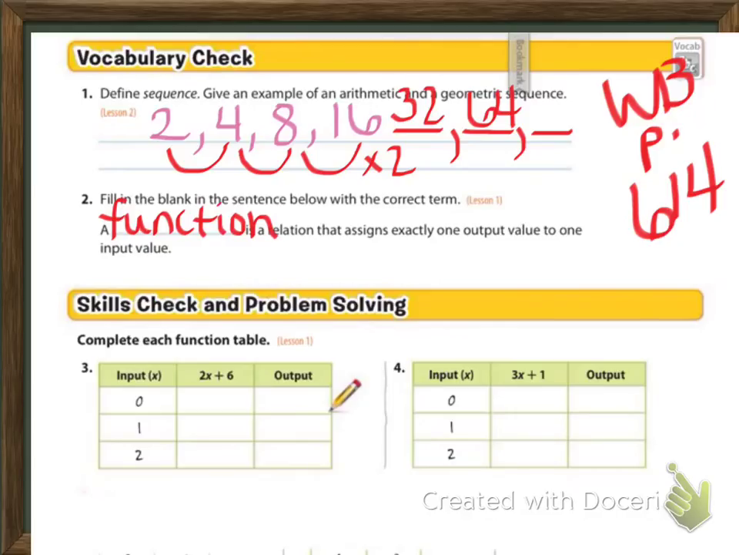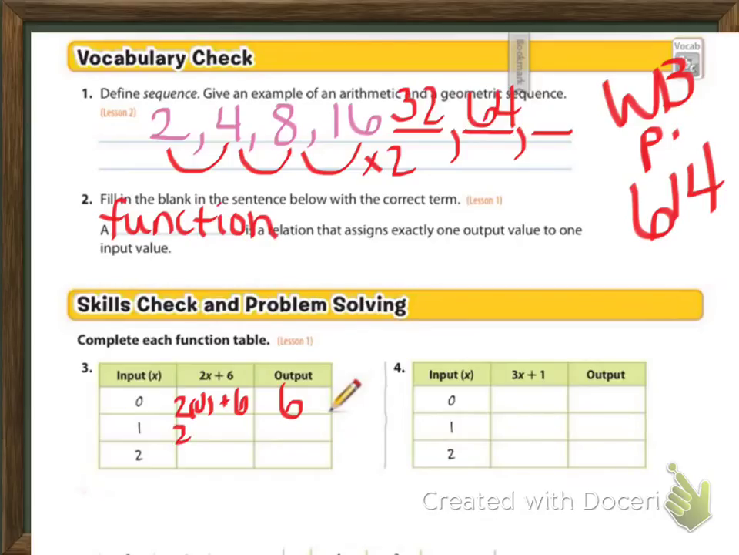Okay, so the next section, skills check and problem solving. Complete each function table. This refers back to lesson 1. So you have been given the function rule 2x plus 6. They have given you the inputs 0, 1, and 2. So I'm going to say 2, substitute 0, plus 6. 2 times 0 is 0. 0 plus 6 would give me an output of 6.